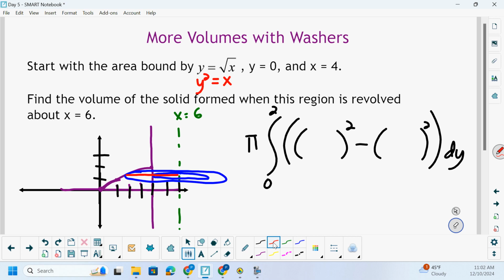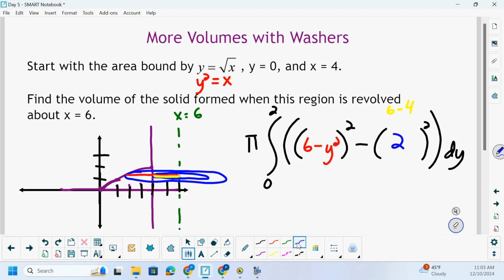So for that red outer radius, because we're dy's, we want to do right minus left. The right edge is 6. The left edge is y squared. So we'll have 6 minus y squared for that outer radius. Our inner radius would be this yellow amount here. So we're going to again do right minus left. So right is the 6 minus the left, which is 4. So therefore, we just get 2 for the inner radius.